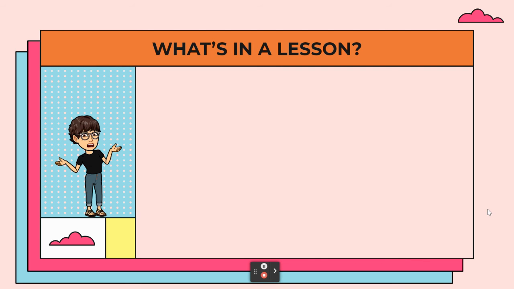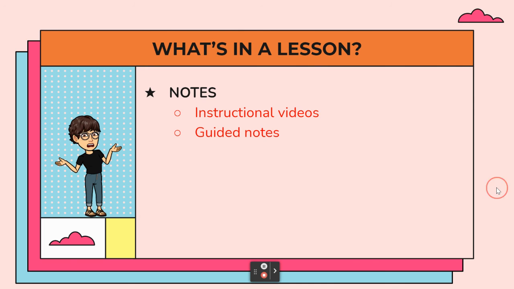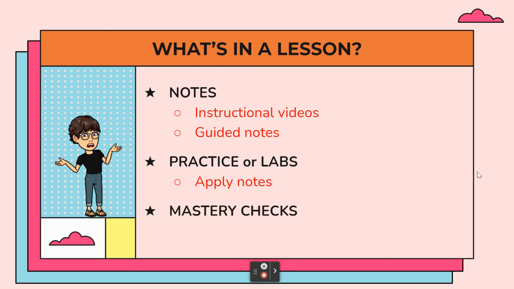All right, so what's in a lesson? Well, each lesson you're going to be taking notes like you're doing now. You're watching this instructional video and you're filling in the guided notes. And then you're going to have a practice or a lab. And this allows you to use your notes and apply it to a practice activity. And then lastly, you'll have a mastery check. And this mastery checks for understanding. So this checks to see, do you understand the information? Write down what's in red and then press play to continue.